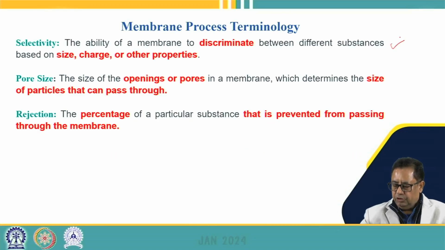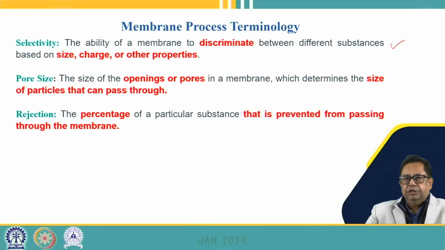Similarly, the selectivity of the membrane is also a very important term. This means the ability of the membrane to discriminate between different substances. For example, it may be based upon the size of the constituents, the charge of the constituents present in the water, or other properties like the shape of the constituents. Based on that, the membrane may discriminate between different types of species, so that unwanted species can be removed from the system, and whatever species we want in the water may go into the filtrate or the permeate.